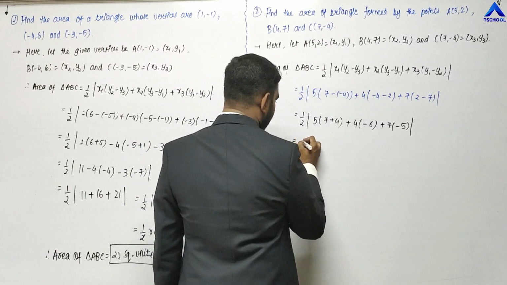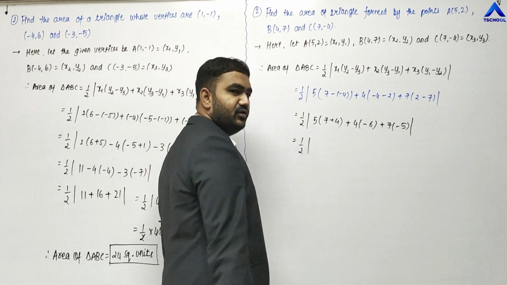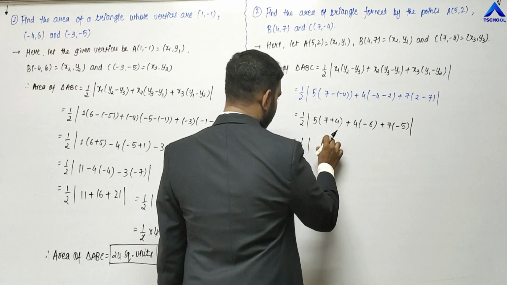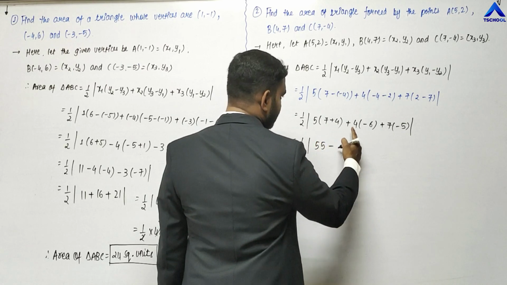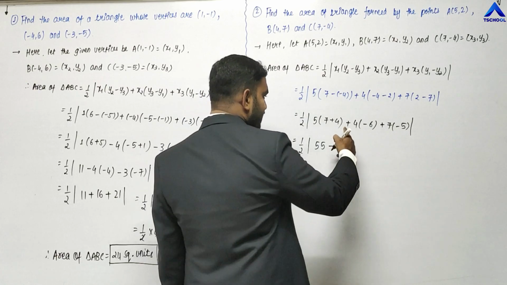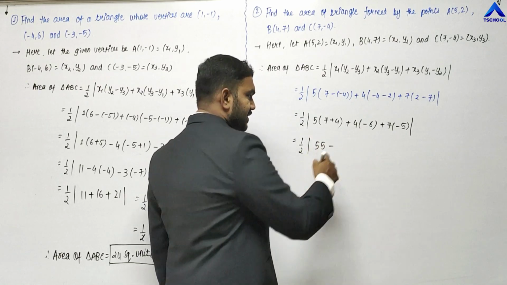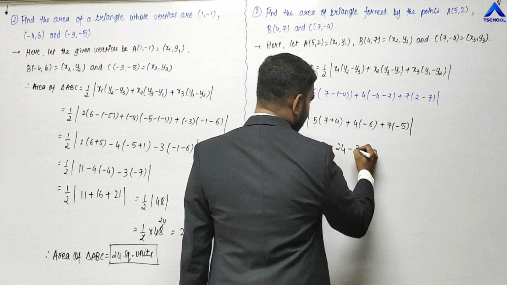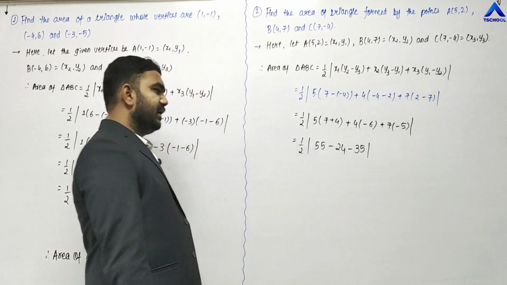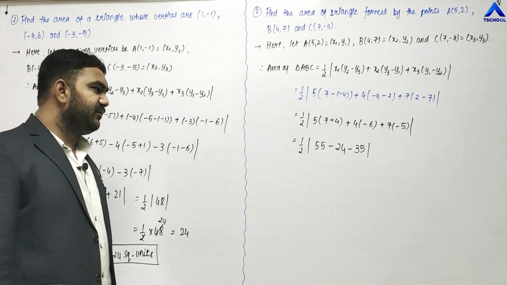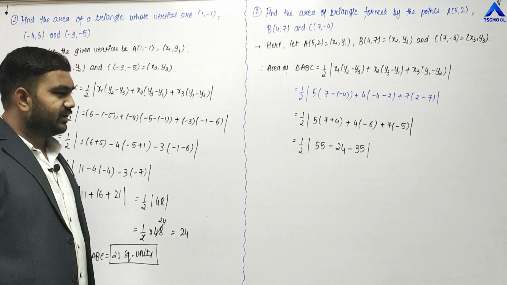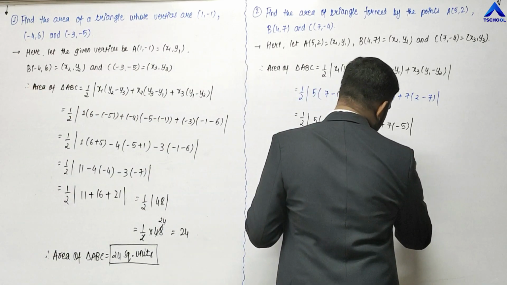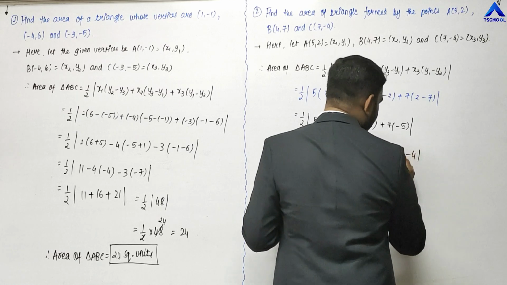So 7 plus 4, okay, let me write down 1 by 2 modulus. 7 plus 4 is 11. 11 into 5, that is 55. Plus, will it be plus? No, it will be minus, because plus into minus is minus. 6 into 4, that is 24. Again, plus into minus is minus, and that is 35. Right? What is 55 minus 24? That is 31. Right? 31 minus 35, that is minus 4. So that is equal to 1 by 2 modulus of minus 4.